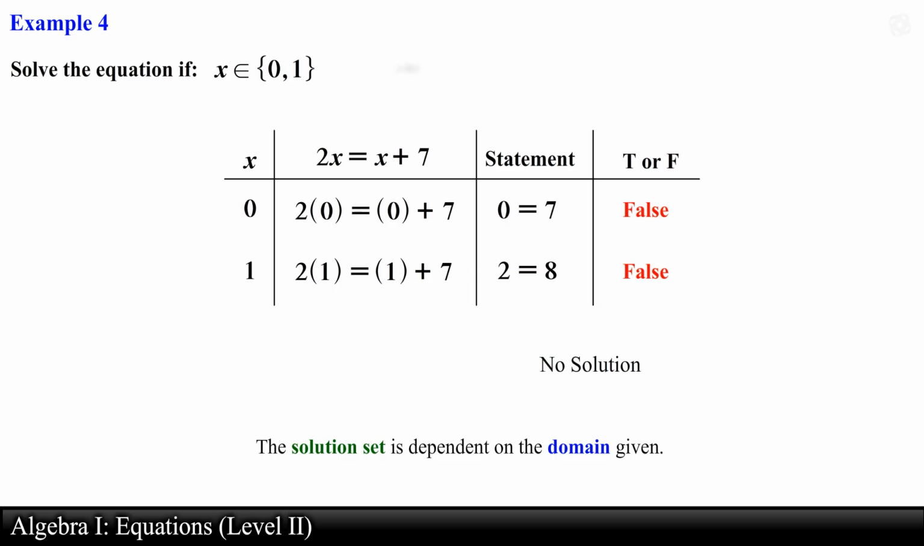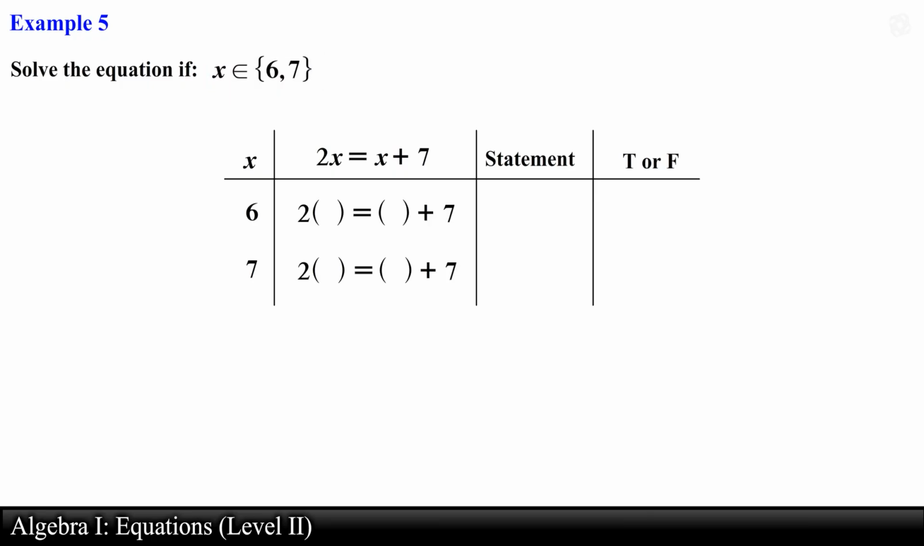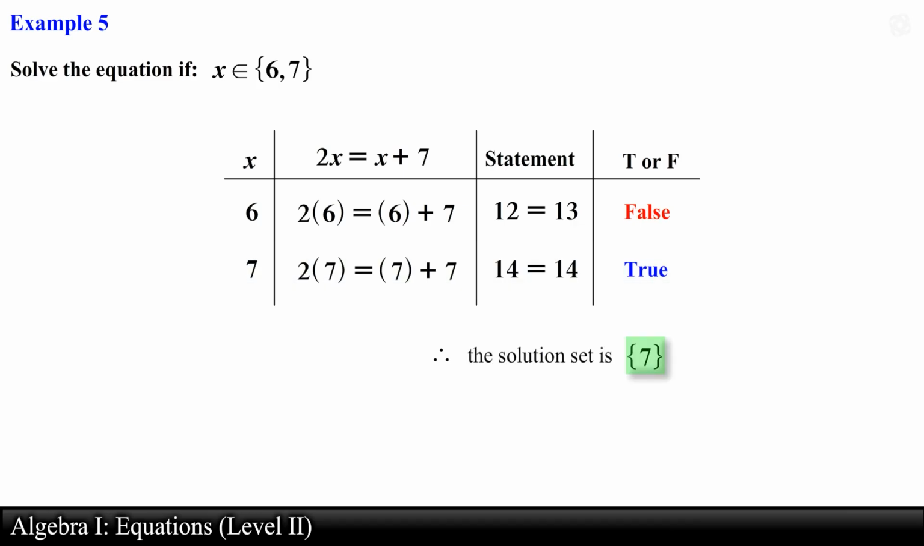For example, if we work with the same equation, but with a completely different domain, say the domain that contains the elements 6 and 7, we would obtain a completely different answer. So let's try it out. Substituting the first element into the equation yields the statement 12 is equal to 13, which is a false statement. The last element yields the statement 14 is equal to 14, which is a true statement. Looking at the results, we see that only one element yielded a true statement. Therefore, the solution set is {7}.